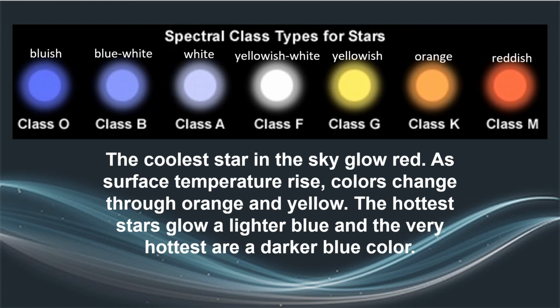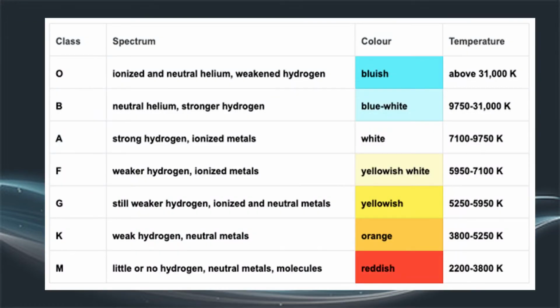Let us take a look at this. It shows the class, spectrum, color, and temperature of stars. For class O, we have color bluish. Its temperature is above 31,000 Kelvin. That's so very, very hot. So the bluish star is classified as class O, and it has a temperature of above 31,000 Kelvin.